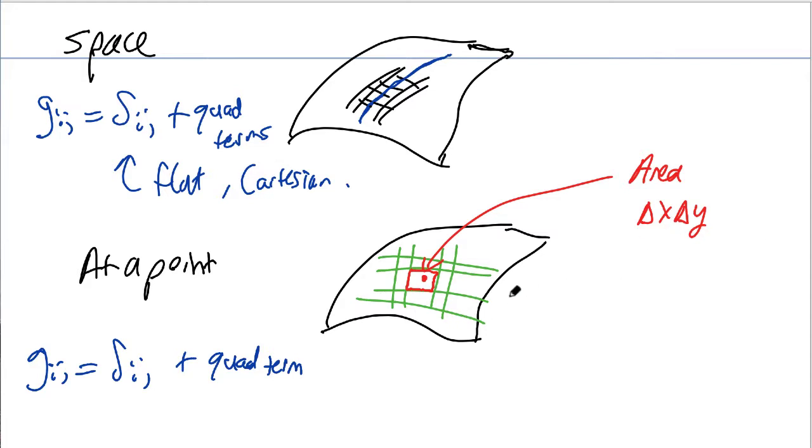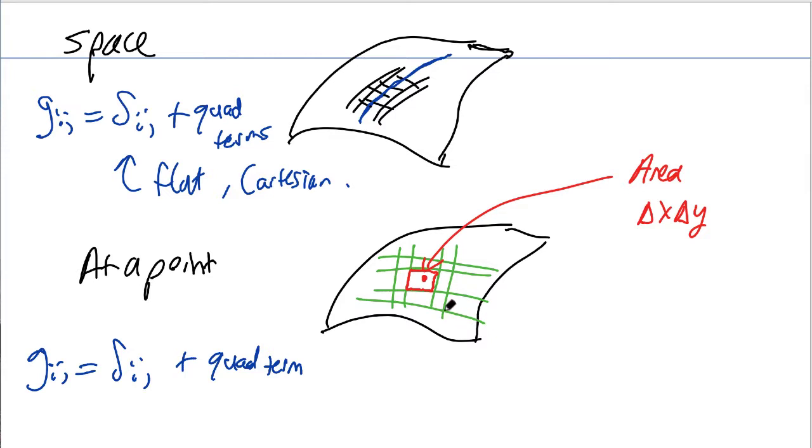Now, the difficulty we have is that we can't really use delta x times delta y to compute the area of these other coordinate cells, because as we move away from this point, these quadratic terms become larger and larger. So the proper lengths of the sides of these coordinate cells are no longer just equal to the coordinate lengths, delta x and delta y.